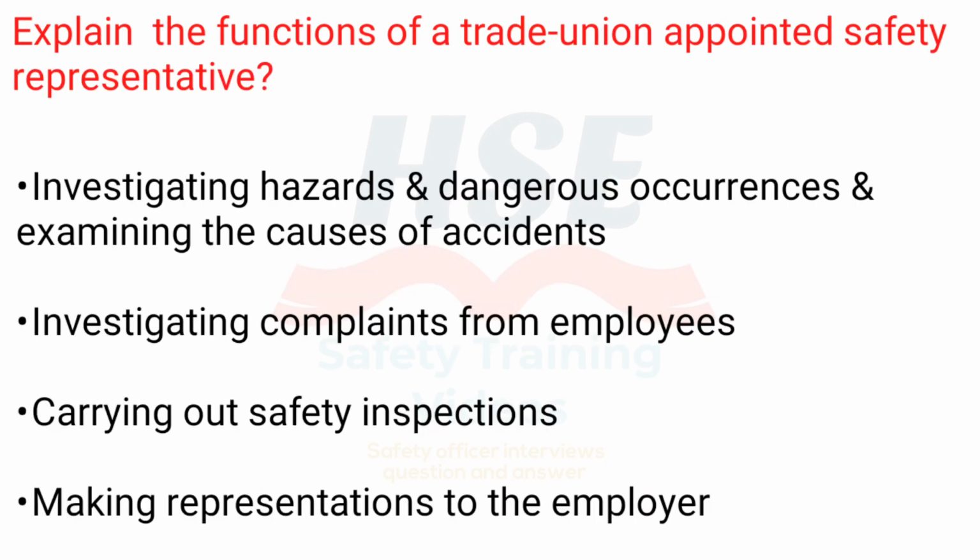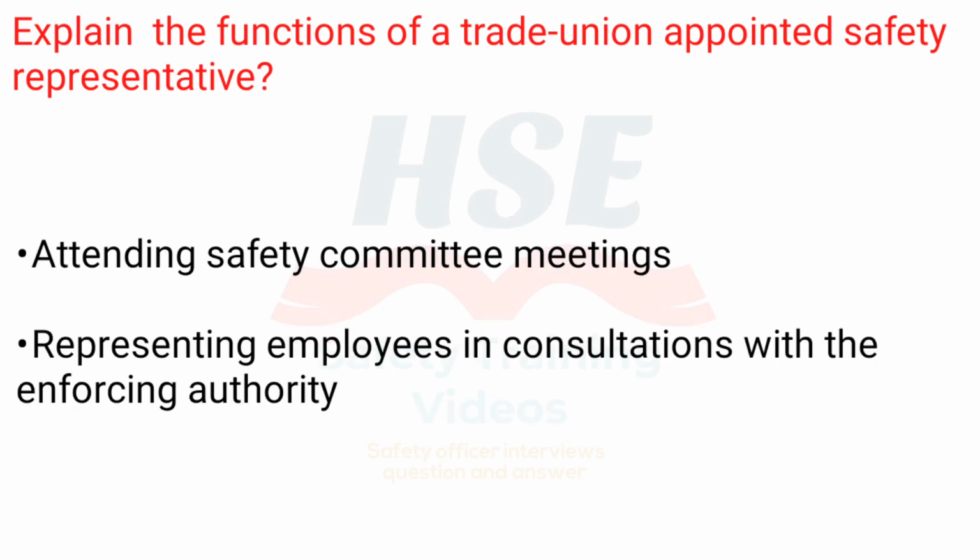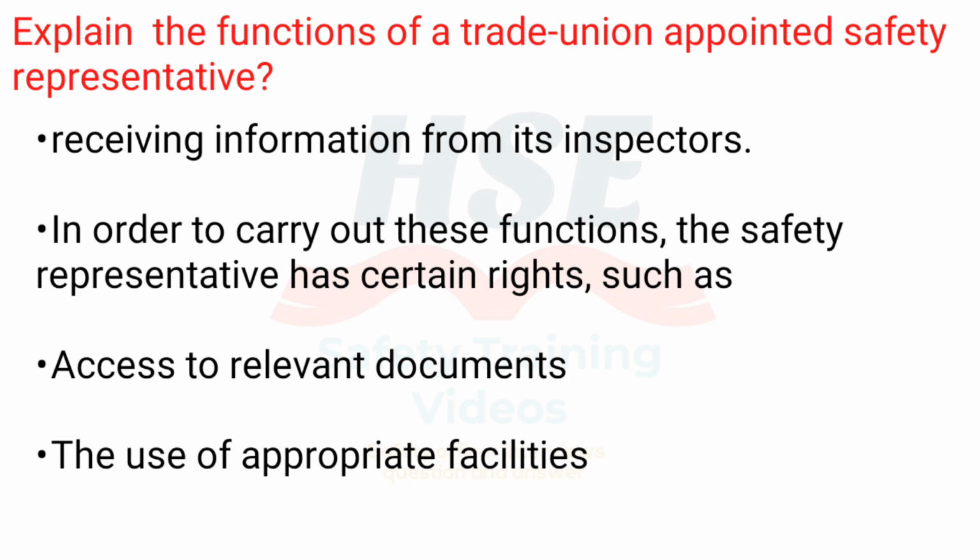Explain the functions of a trade union-appointed safety representative. Investigating hazards and dangerous occurrences and examining the causes of accidents. Investigating complaints from employees. Carrying out safety inspections. Making representations to the employer. Attending safety committee meetings. Representing employees in consultations with the enforcing authority. Receiving information from its inspectors.